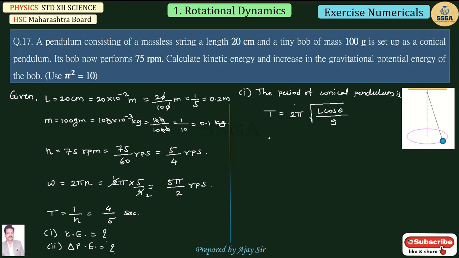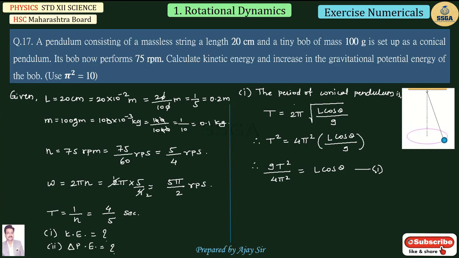Let us take the square of both sides. Therefore T square is equal to 4 pi square, then the square root sign will go, L cos theta upon g. Let us cross multiply: g into T square divided by 4 pi square is equal to L cos theta. Let us call this equation number 1.